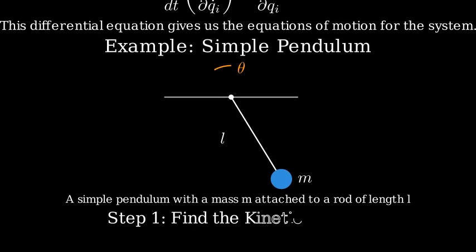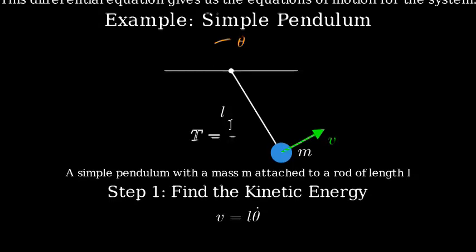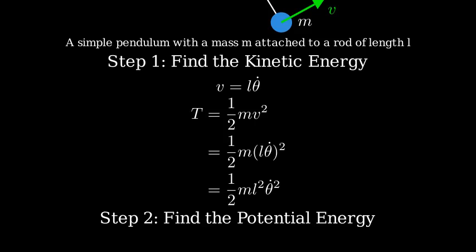Step 1. Let's find the kinetic energy of the pendulum. The velocity of the mass is L times theta dot, which is the length times the angular velocity. So, the kinetic energy T equals 1/2 mv squared, which gives us 1/2 m times L squared times theta dot squared.